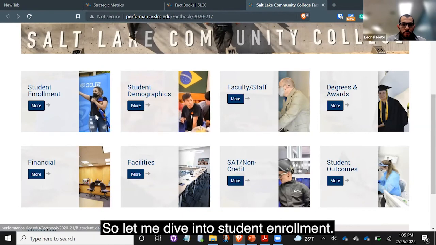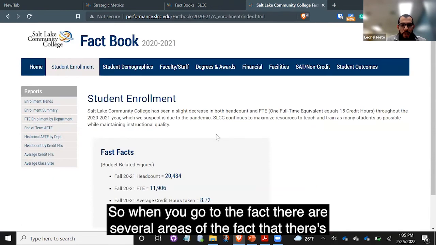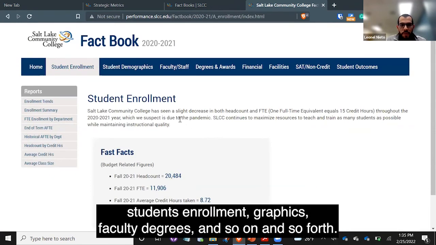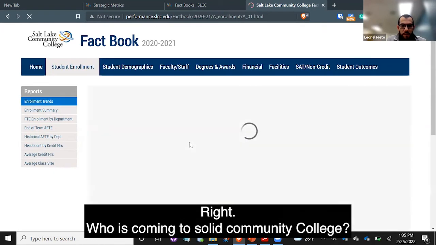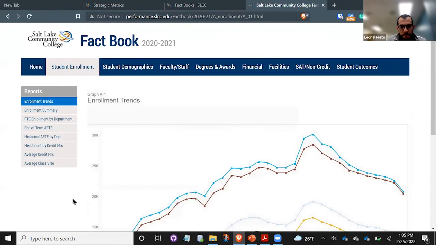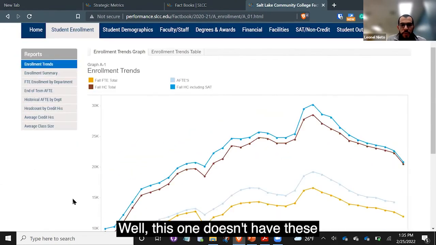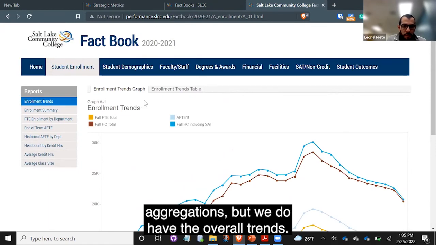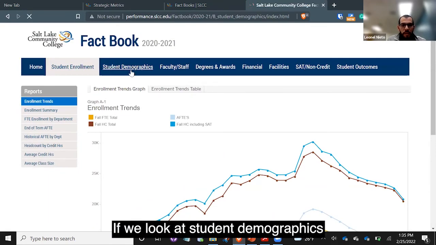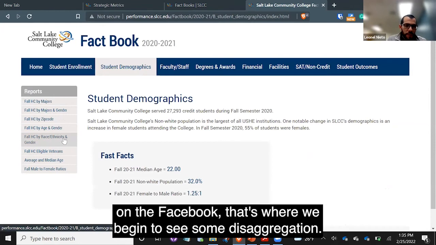So let me dive into student enrollment. When you go to the Factbook, there are several areas of the Factbook. There's student enrollment, demographics, faculty, degrees, and so on and so forth. But in student enrollment, we can actually look at some enrollment trends, right? Who is coming to Solid Community College? Well, this one doesn't have disaggregations, but we do have the overall trends. If we look at student demographics on the Factbook, that's where we begin to see some disaggregation.